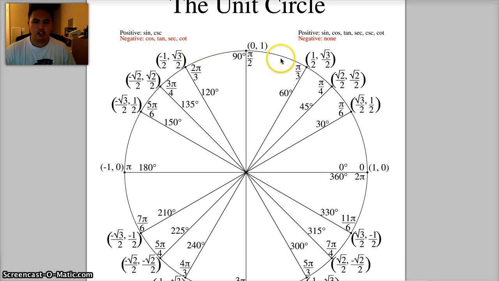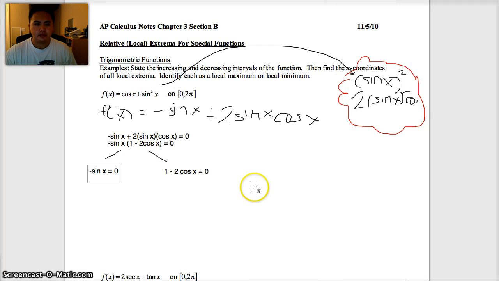We have the unit circle, and again, all I care about is the values from 0 to pi. Remember, cosine is the x value, sine is the y value. Where do you see on this unit circle where my sine is equal to 0? Which radian measures? I see one right here, which is 0, and I see another one over here, which is pi. So I'm going to go back to my problem, and my critical numbers are going to be 0 and pi.